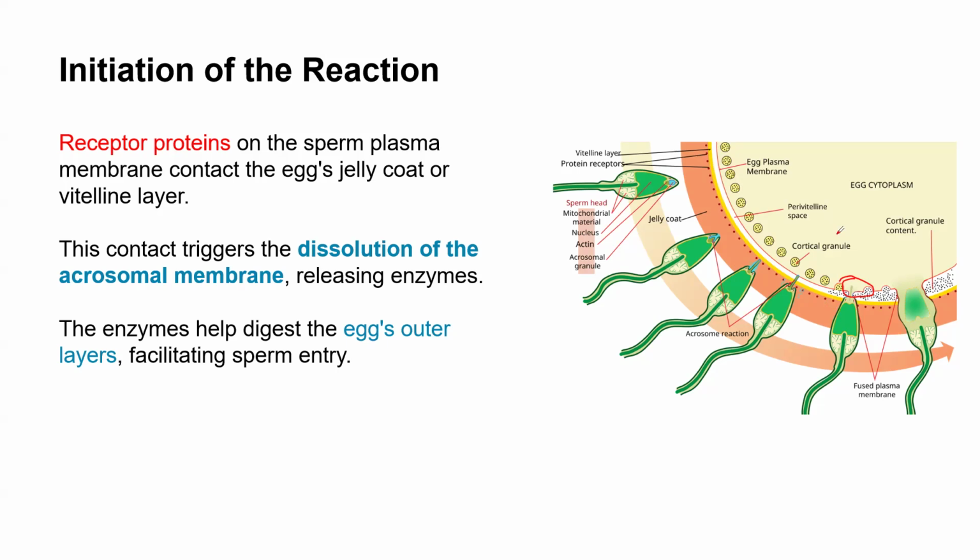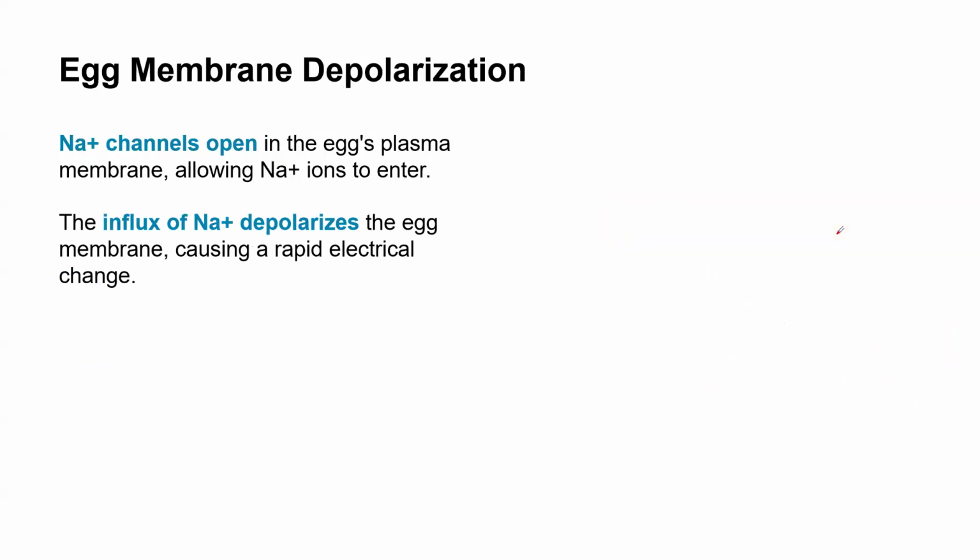So that is the first step of the acrosome reaction: the protein receptors on the sperm bind to the egg's jelly layer, and as a result of this interaction, it triggers the membrane of the acrosome to open to release hyaluronidase and protease enzymes. And then these enzymes will digest and open up the egg's outer layer for the sperm cell to enter and release its nucleus for fertilization.